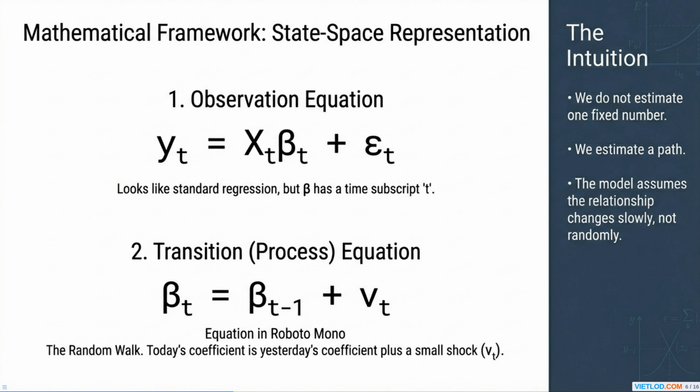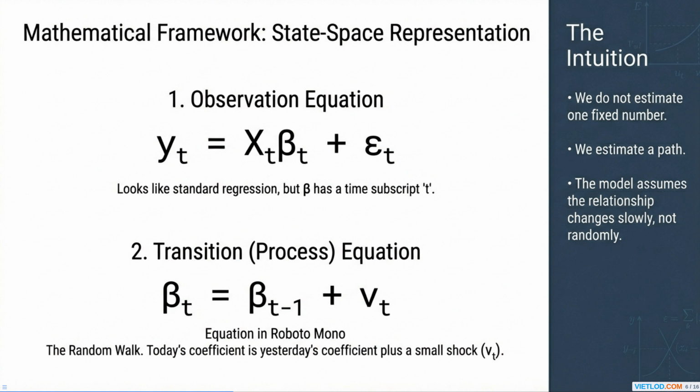The BTVCVAR is elegantly represented in a state space form, which consists of two key equations. The first is the observation equation, yt equals xt beta t plus epsilon t. This looks like a standard regression, but the crucial difference is the time subscript t on the coefficient vector beta t. This means the relationship between our variables yt and xt can be different at every point in time.